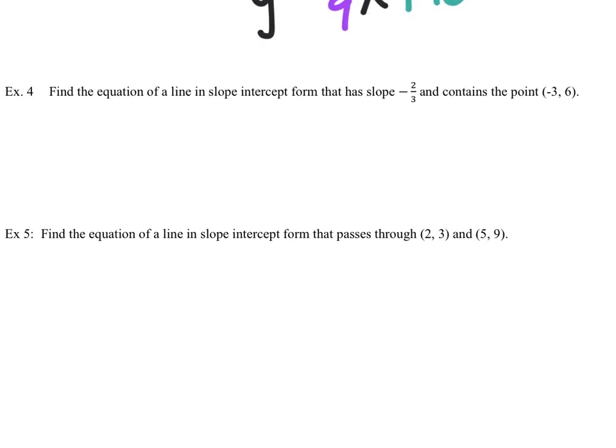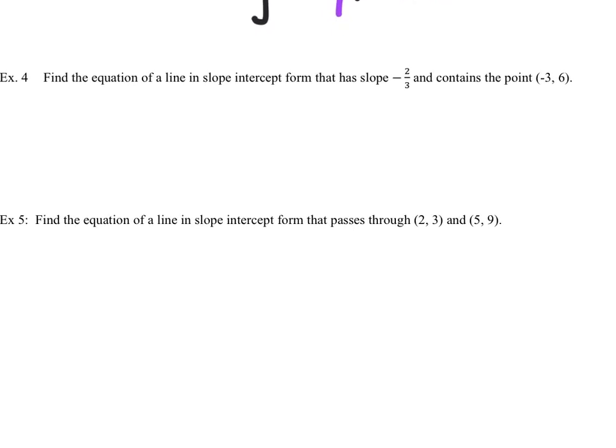Example 4 asks us to find the equation of a line in slope-intercept form that has a slope of -2/3 and contains the point -3, 6. Since we are given a point and a slope, we want to use the point slope formula. So I'm going to have y minus y1 equals m times x minus x1.